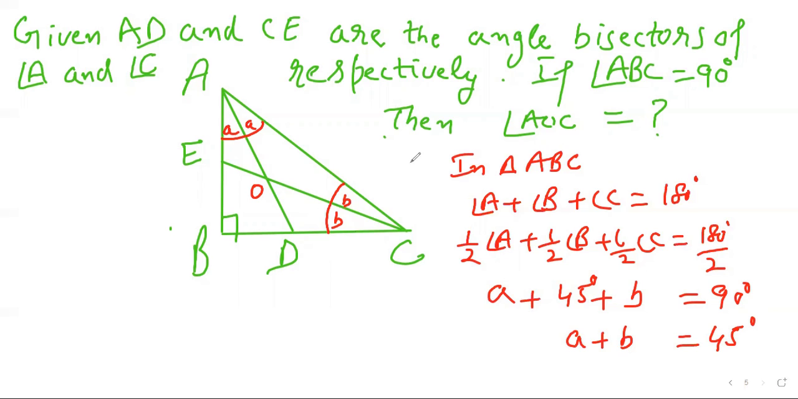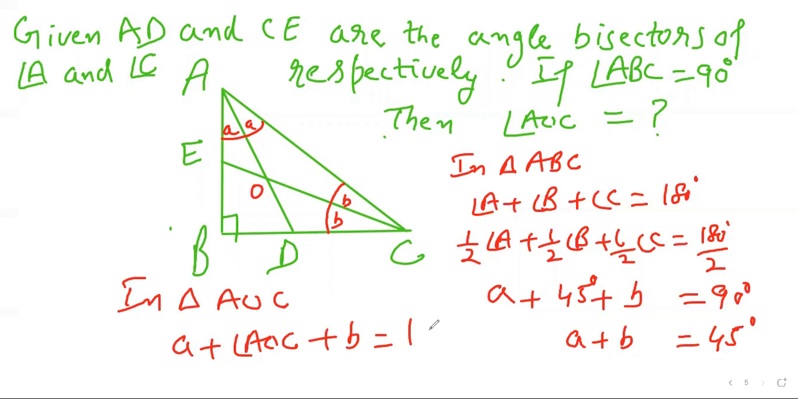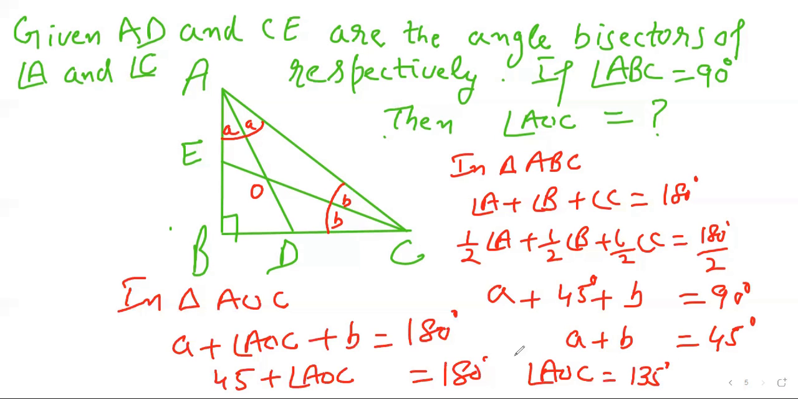So we have to find angle AOC. We use the triangle AOC. In triangle AOC, we can write a plus angle AOC plus c is equal to 180 degrees. Clear? So a plus c is clearly visible. You have found it. It is 45 degrees. So we'll write 45 plus angle AOC is equal to 180 degrees. So in this way, angle AOC is equal to 135 degrees. We have to transpose 45 to the other side.